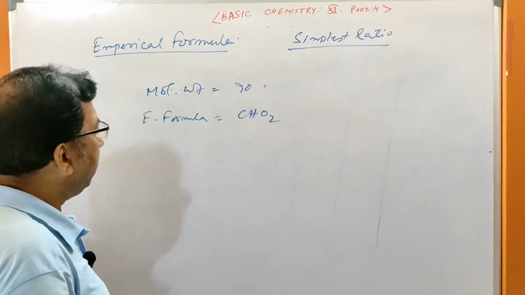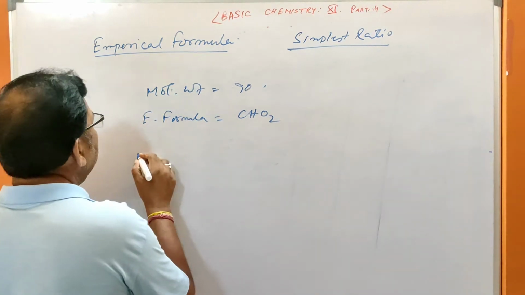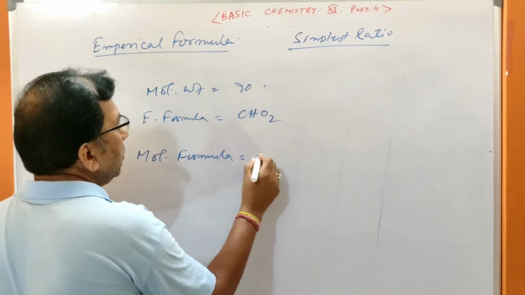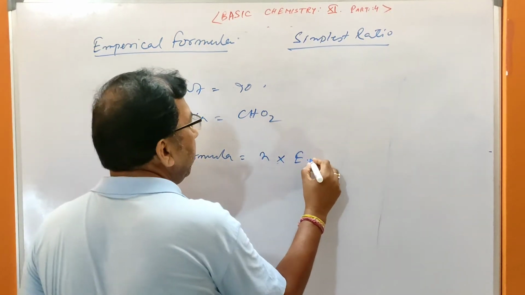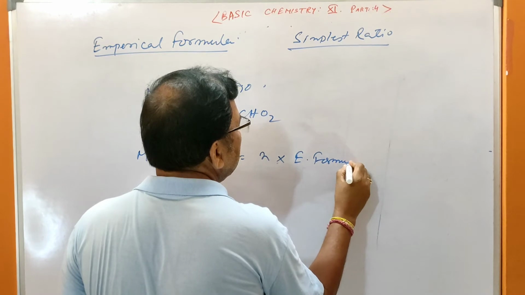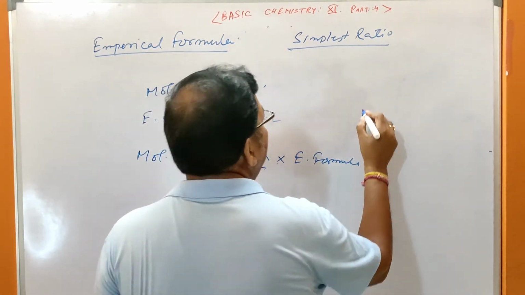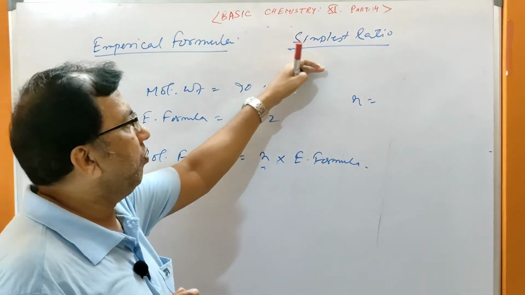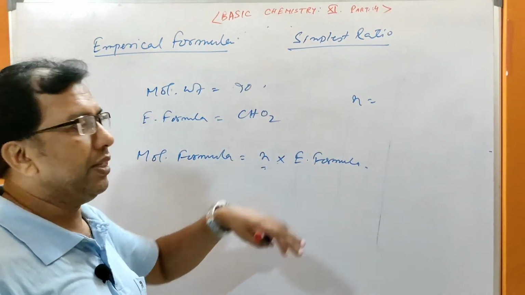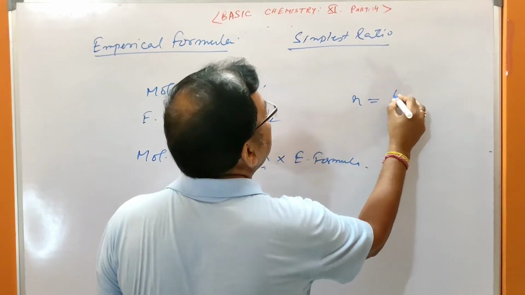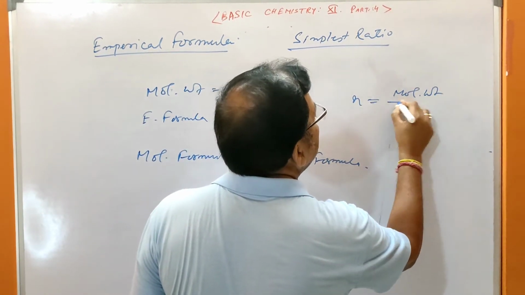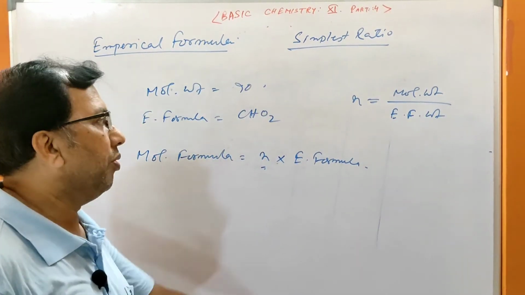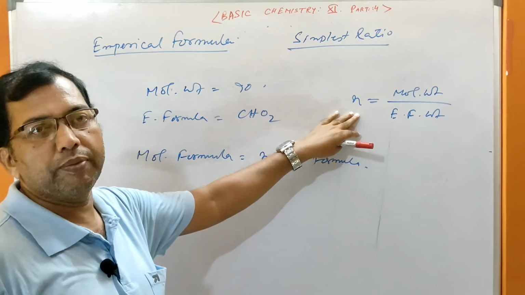The molecular formula equals n into empirical formula. What is n? n is the number by which you have to multiply the empirical formula. n equals molecular weight by empirical formula weight. Molecular weight by empirical formula weight. In this way you can find out the value of n.